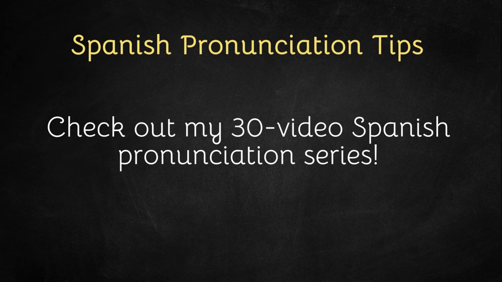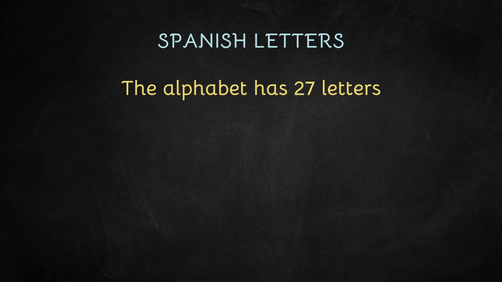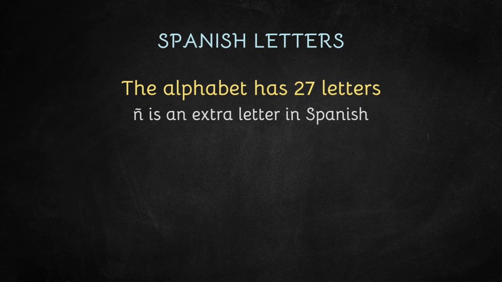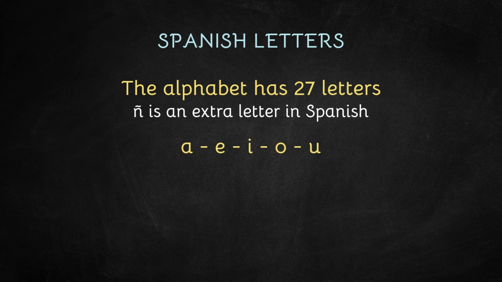The alphabet in Spanish is very similar to that in English, but it has one more letter, which is the letter ñ. The rest of the letters are the same. So we have 5 vowels. A, E, I, O, U. In words, the sound of those vowels is the same.